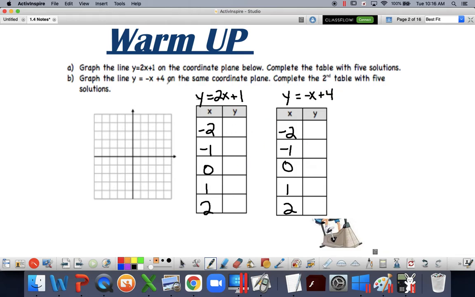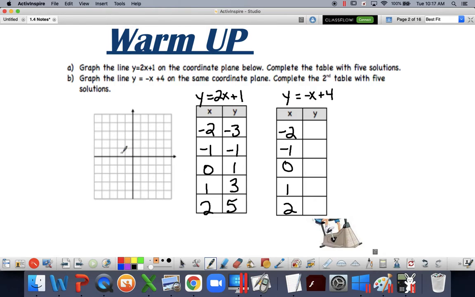Once you've filled out this table or graphed the two lines just from the slope-intercept form, see what you can find that is common about those two lines. So go ahead and pause the video, try it on your own. I'm going to go ahead and finish it up. So if I plug in negative 2, I get 2 times negative 2, which gives me negative 4, plus 1, I get out a negative 3. So I'm going to follow that same process for each one of these x values that I'm putting in.